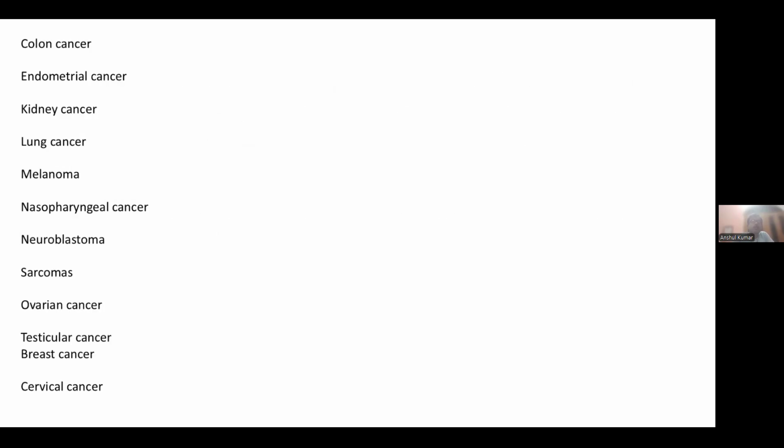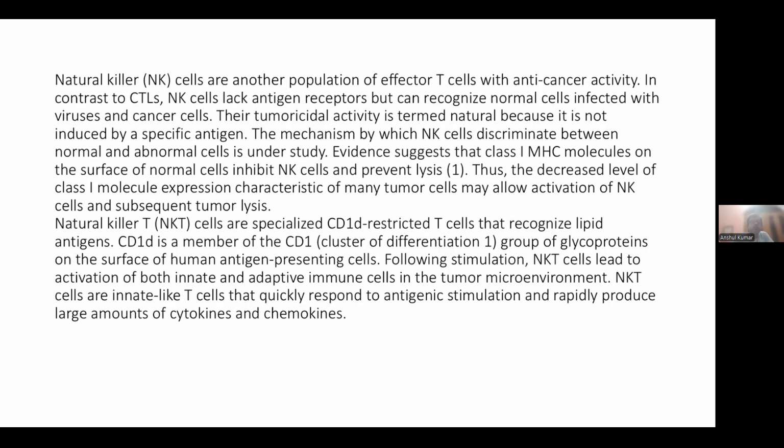Now here you can see some important examples of tumor-specific CTA cells, which are found in some cancer conditions: colon, endometrial, kidney cancers, and all those which have been written here. Then natural killer cells, after cytotoxic T lymphocytes. Another important cell is the natural killer cell, which is a subset of T cells, but they are non-specific, not like cytotoxic T lymphocytes, and they do not require presentation of antigens, but react non-specifically.